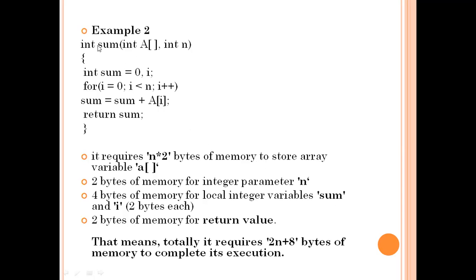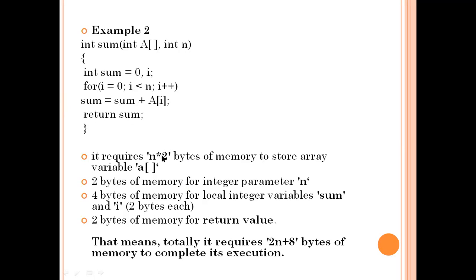See the second example. In this example, sum is the function which accepts two parameters. One is an integer type array and the second is an integer variable n. Then int sum is equal to 0. i is an integer variable. Then for loop i is equal to 0, i less than n and i plus plus. Then sum is equal to sum plus a of i, and return sum.